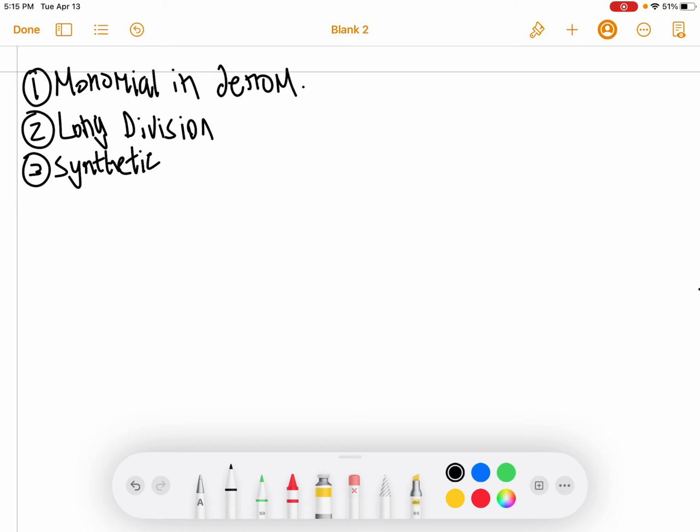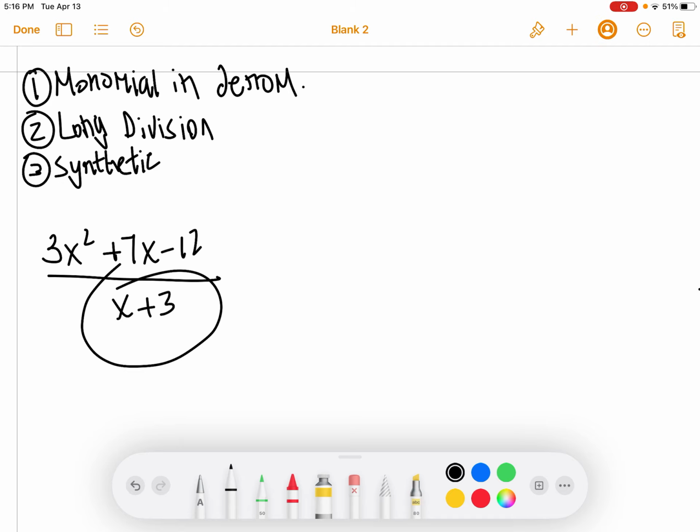So let's say we have 3x squared plus 7x minus 12 divided by x plus 3. How about that? We see that there's not a monomial in the bottom, so we can't do method 1. What you have to do is use a kind of division sign. Don't mistake that for a square root.